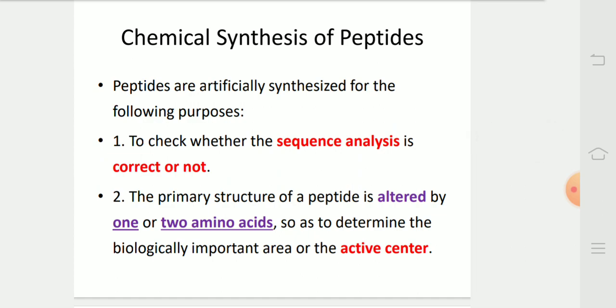Chemical synthesis of peptides. Peptides are artificially synthesized for the following purposes. Number 1, to check whether the sequence analysis is correct or not. Number 2, the primary structure of a protein is altered by one or two amino acids so as to determine the biologically important area or the active center.